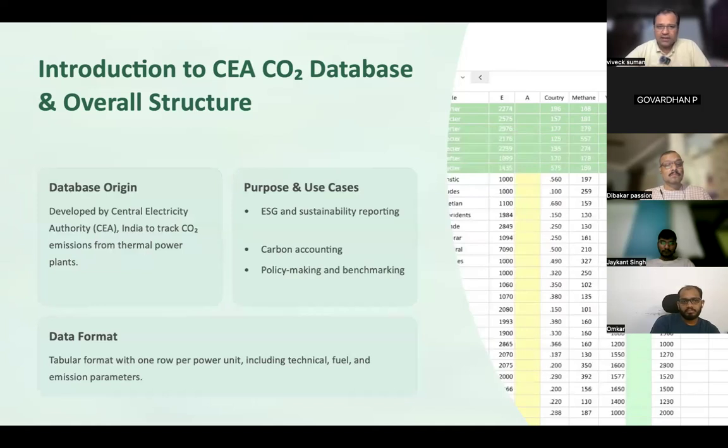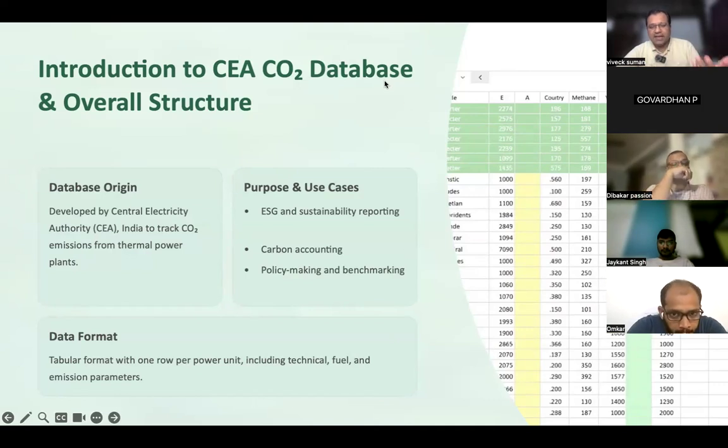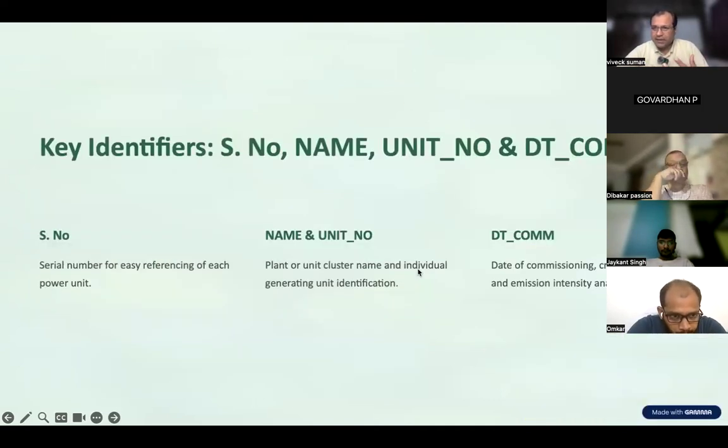Now, the database origin is of course the Central Electricity Authority. Purpose and use cases here are ESG and sustainability reporting in India. If you are doing it in India, ideally you should only take this data. For carbon accounting, if you are building bottom-up calculations, you should be using this data. For policy making and benchmarking, you should be using this data. The data is of course Excel sheet based. You can feed it into any of your software if you are building any dashboard.